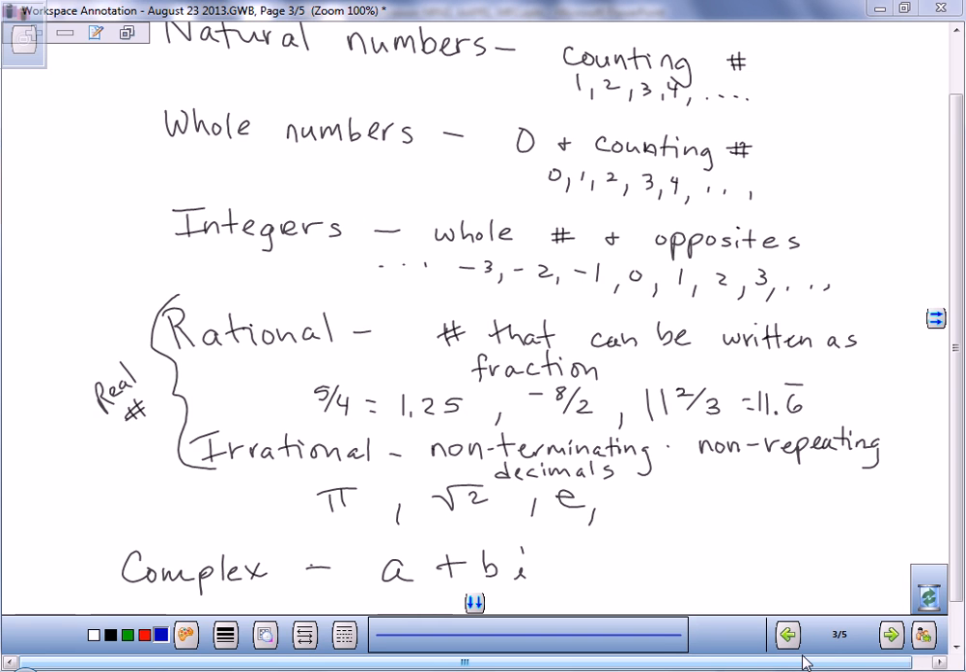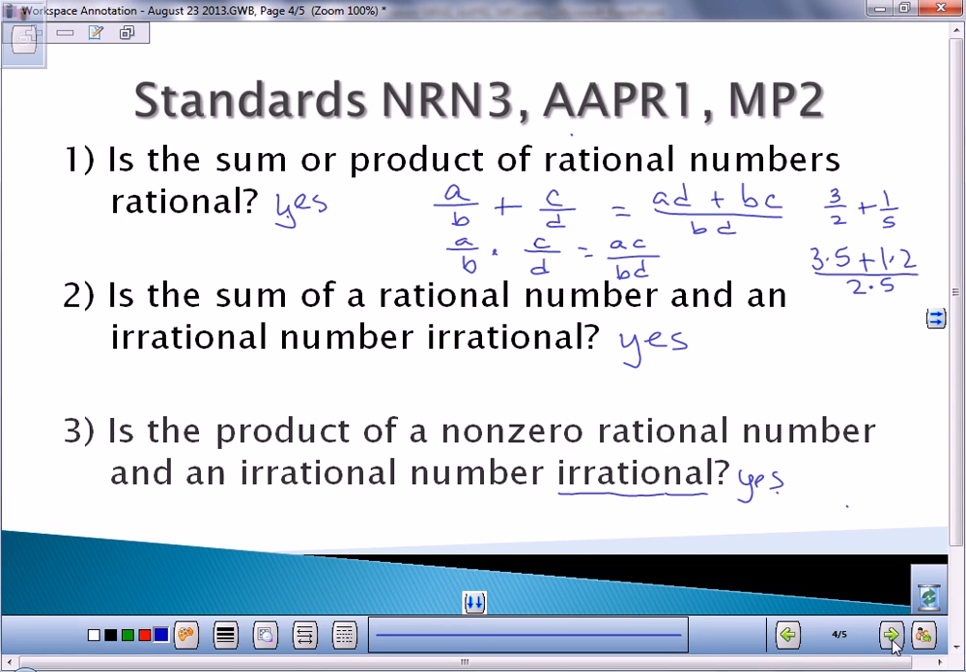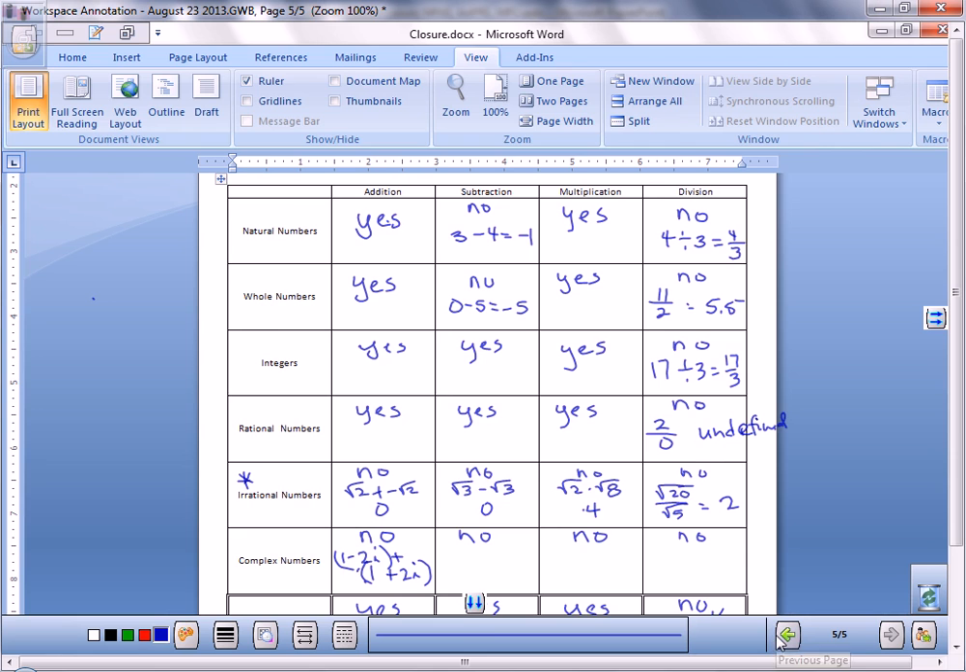Okay, if you are watching this video, what we are doing is completing this chart. We will come back to the answers in just a moment. Just look at the answers that are posted in my notes on the website.